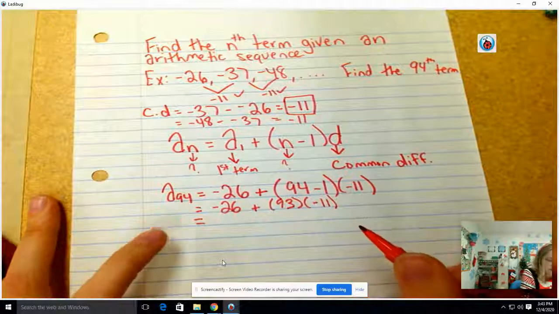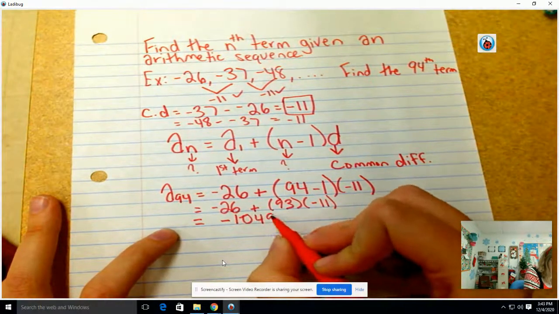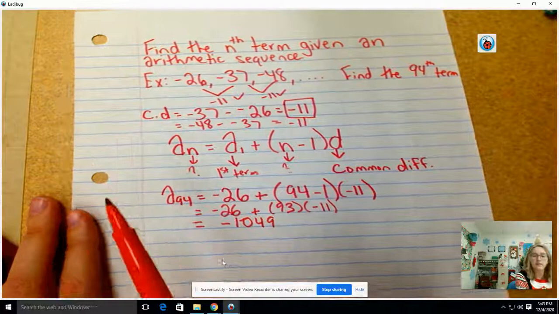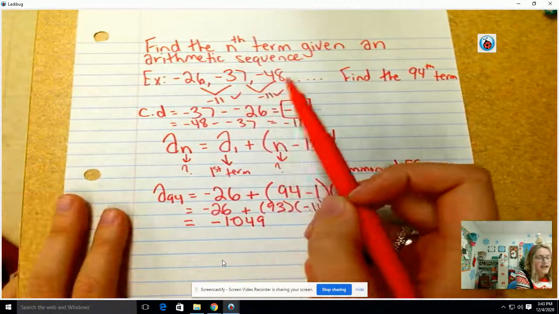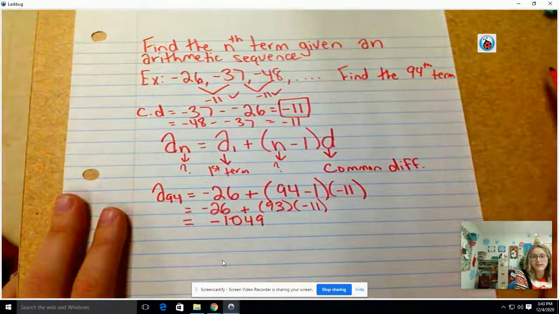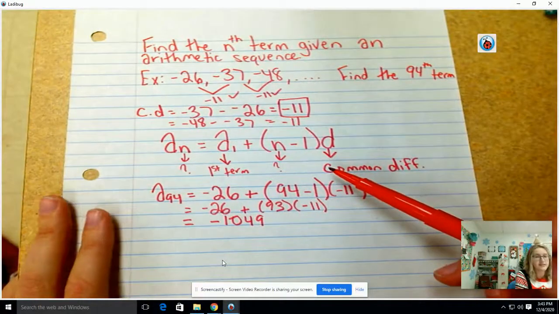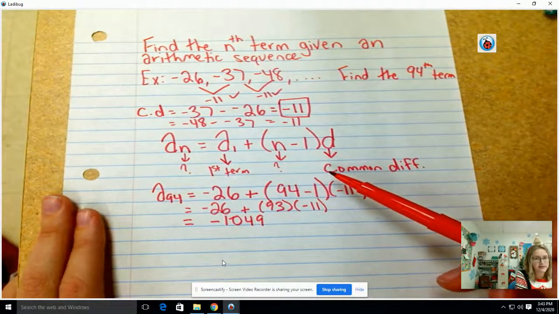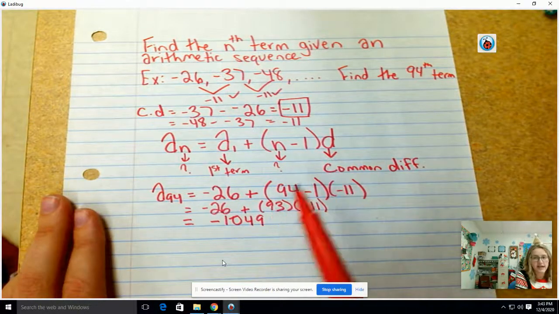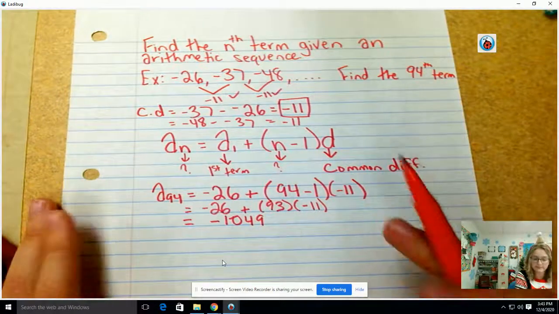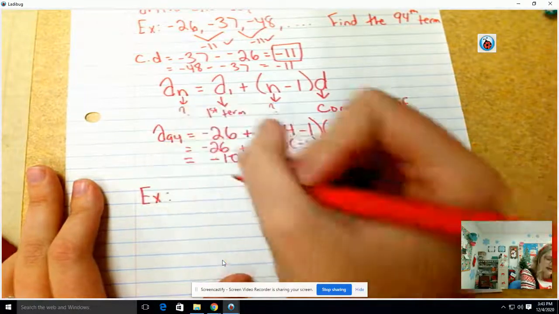Meaning that the 94th term of this is negative 1,049. So you could, in theory, if you know your common difference is negative 11, add negative 11 94 times until you get this answer. But we use this formula so that we do not have to do that, because that sounds tedious and torturous, and it's very easy to miscalculate while using the calculator. So this formula is a real big lifesaver for allowing us not to have to hit plus negative 11 94 times.